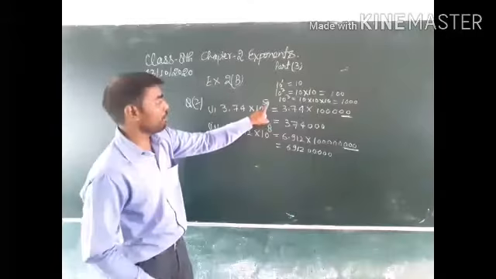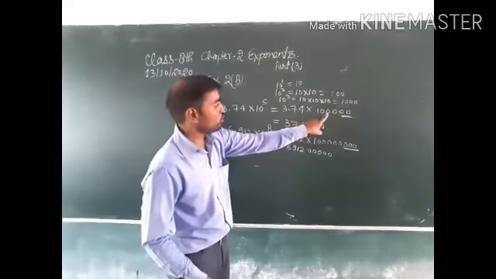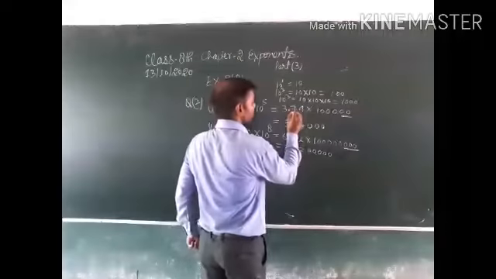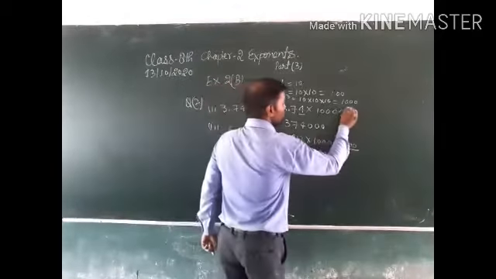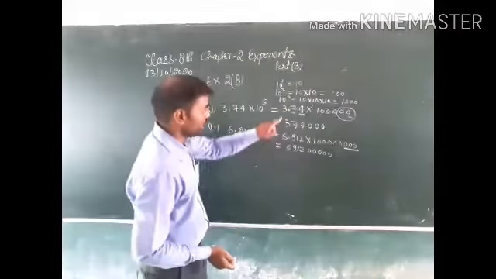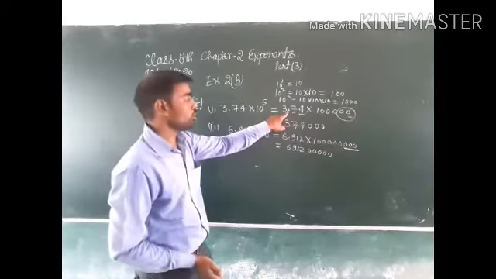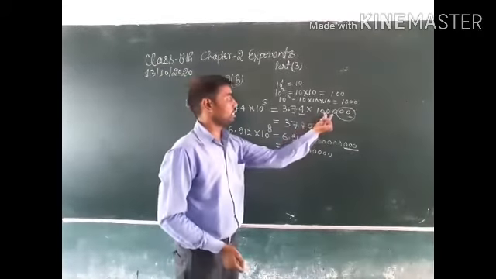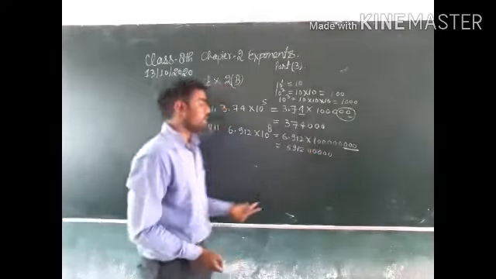Similarly, 10 to the power 5 means 1 and five zeros, and there are two decimal places, so there are 2 zeros removed. This point is also removed, so we can write this number as 374 and the zeros on the end.